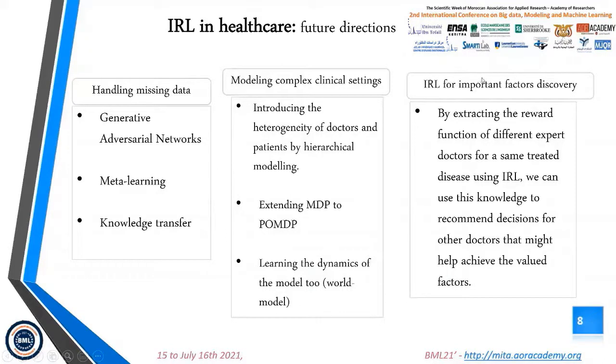The third category is regarding inverse reinforcement learning for important factor discovery, and this is by extracting the reward function of different expert doctors for the same treated disease using inverse reinforcement learning. We can use this knowledge to recommend decisions for other doctors that might help achieve the valued factors.